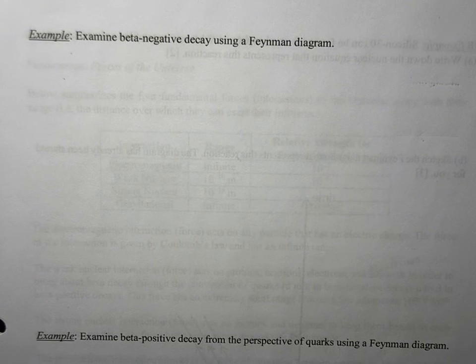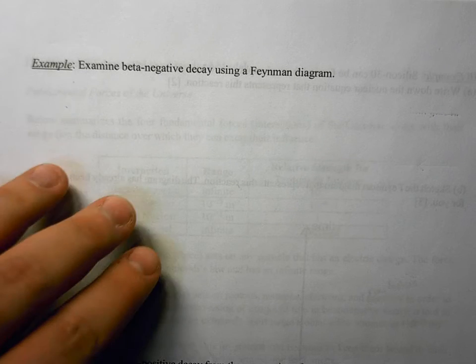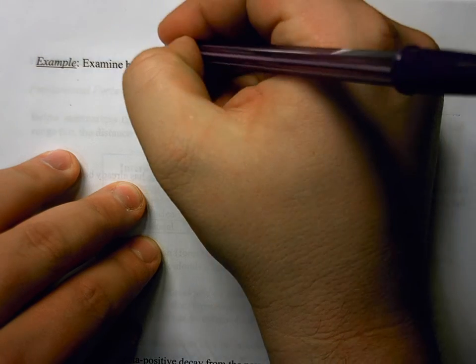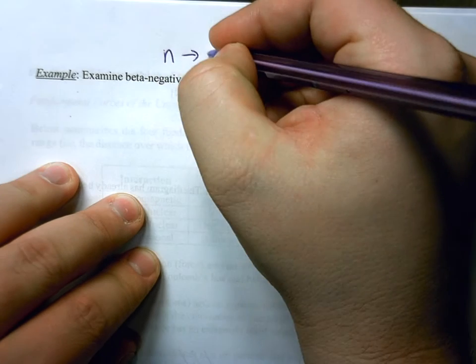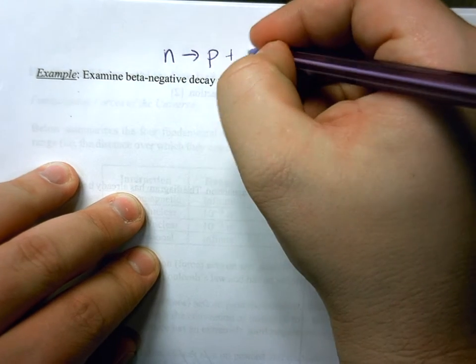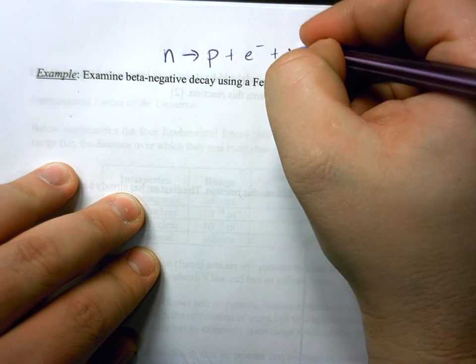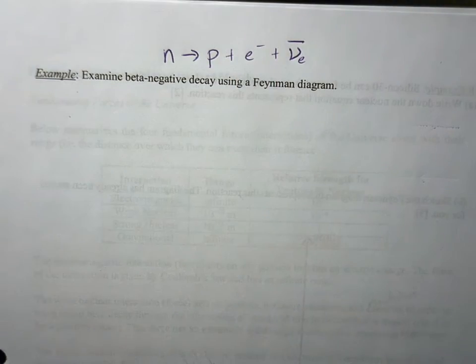Alright, next on the Feynman diagram fun, we're going to look at beta-negative decay using a Feynman diagram. And we're going to look at this from the perspective of particles. We'll talk about quarks a little bit later. So in a beta-negative decay, the main gist of what's going on is we're going to have a neutron. It's going to decay into a proton, and an electron, and an antineutrino.